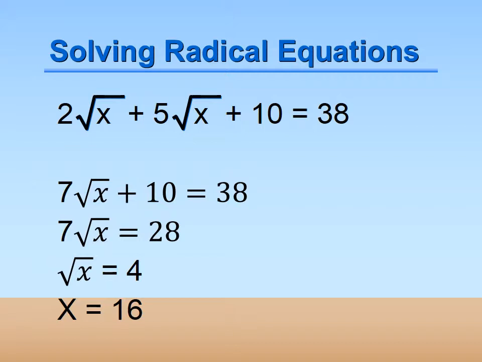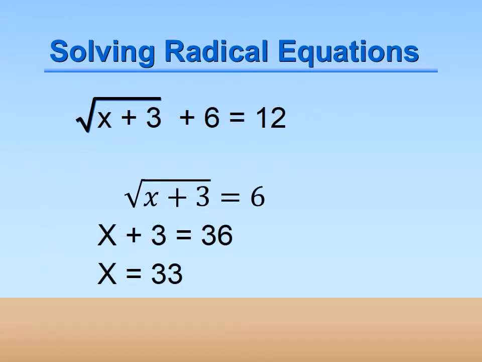So the first thing we want to do is subtract 10 from both sides. So now we've got 7 square root of x equals 28. The next step will be to get rid of that times 7 by dividing both sides by 7. And when we divide both sides by 7, we get the square root of x equals 4, because 28 divided by 7 is 4. Now our last step is to square both sides, which eliminates the radical symbol, leaving us just x, and then 4 squared is 16.